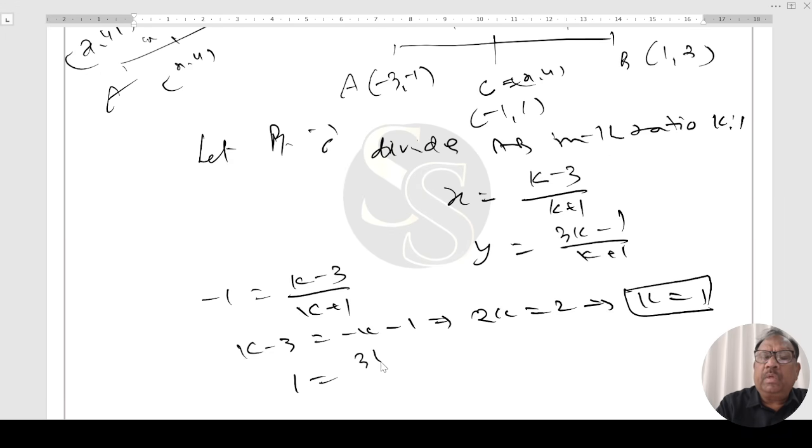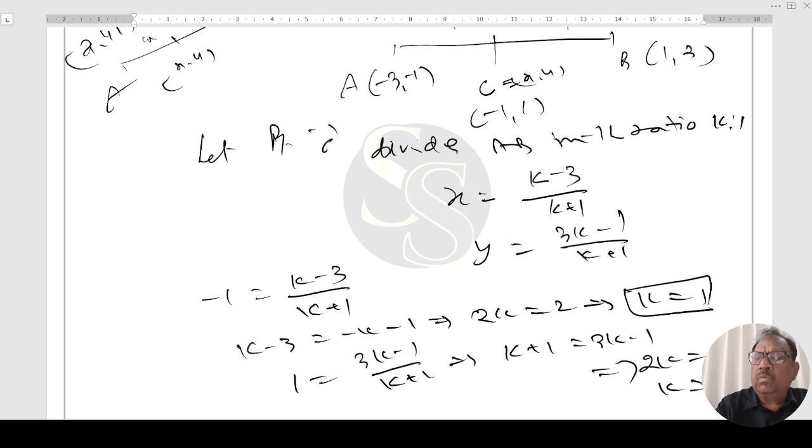1 equal to 3k minus 1 over k plus 1. That is, k plus 1 equal to 3k minus 1. On simplification, 2k equal to 2. K comes out to be 1.